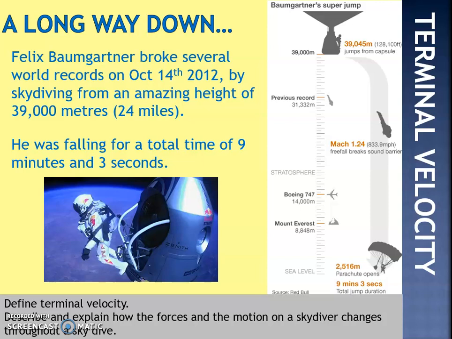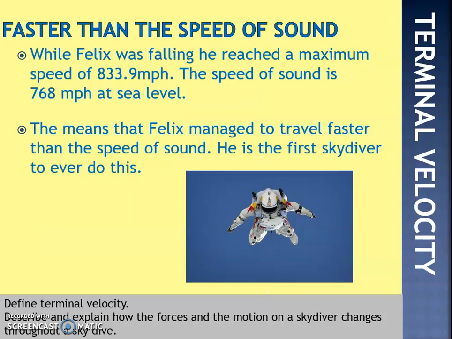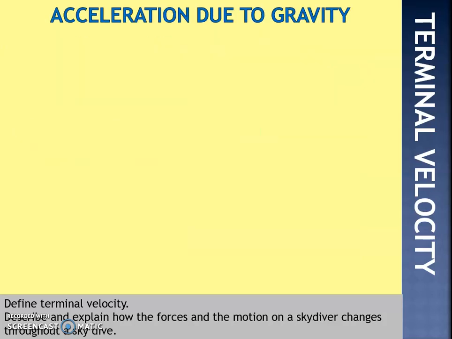He fell for a total time of 9 minutes and 3 seconds. Okay? Now while he was falling, he reached a maximum speed of 833.9 miles per hour. The speed of sound is 768 at sea level, so Felix managed to travel faster than the speed of sound and is the first skydiver ever to do this. But how did he do it, and what was happening to him?